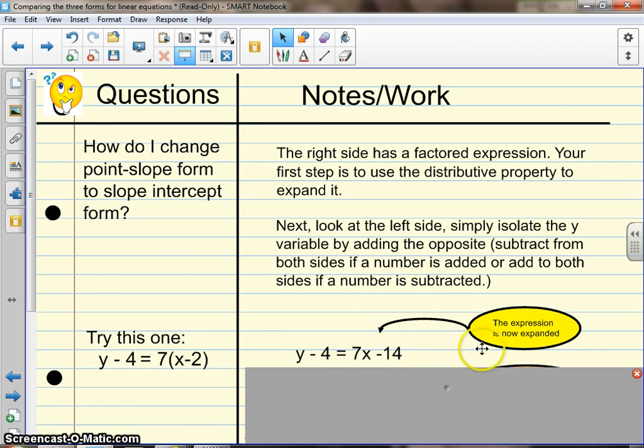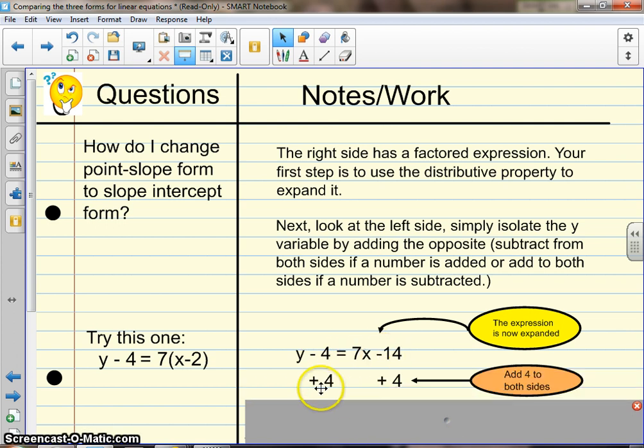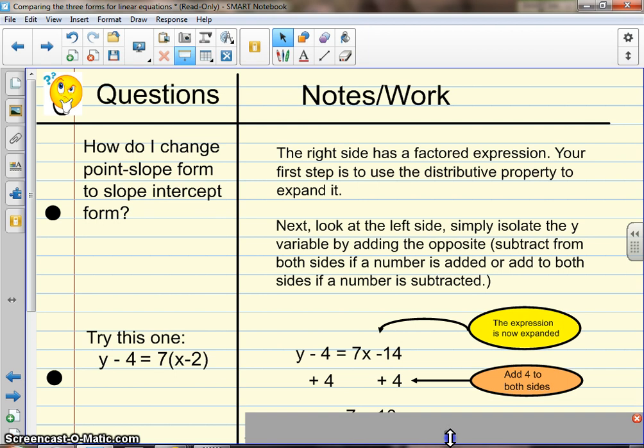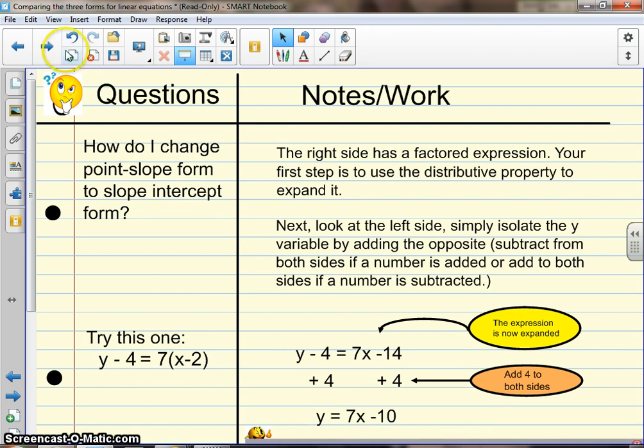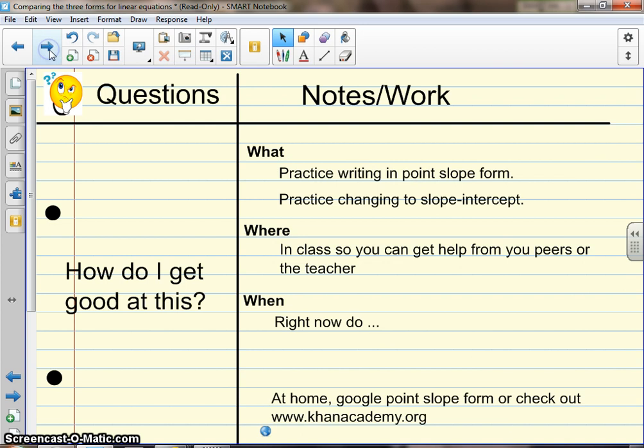Now our next step up here, it says look to the left side. Well, here we have a minus 4, so to get y alone, we're going to add 4. But as you've learned, if you add 4 to this side, you must add 4 to the right side. So we get plus 4 and plus 4. When you add 4, these will cancel. And when you add 4 to a negative 14, you should get a positive 10. And there we go. All right, pretty well done, I think.